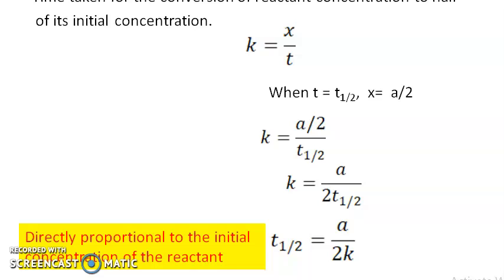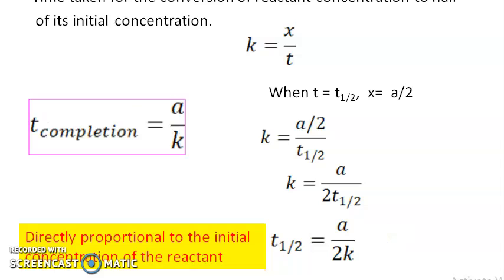Now this equation can be extended to various other fractional changes also, like t 3 by 4, t 1 by 4, etc. Okay. Now, the time taken for completion of a zero order reaction is given by the equation a by k, where a is the initial concentration of the reactant and k is the rate constant. So once we get the value of k from the graph, you can always substitute it and predict the time at which the reaction will be completed. Alright, so that is regarding the fractional change.